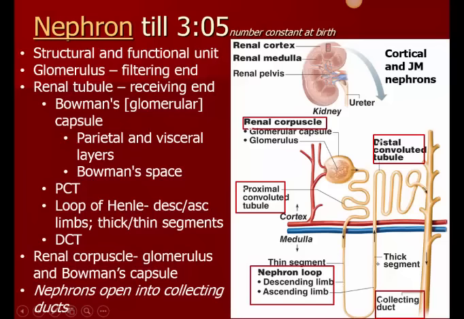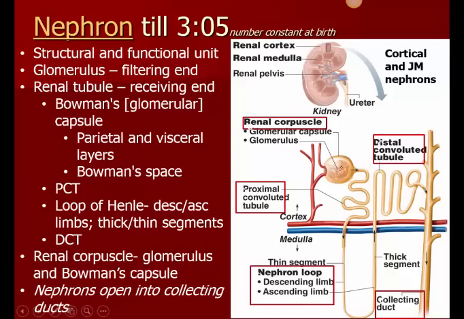That means the wall is much thicker, and in the descending part, the wall is much thinner. From here, this loop of Henle now joins another convoluted part of the tube, which we call the distal convoluted tubule. So from the Bowman's capsule, proximal convoluted tubule, loop of Henle or nephron loop, and distal convoluted tubule, these form the renal tubule. Okay?